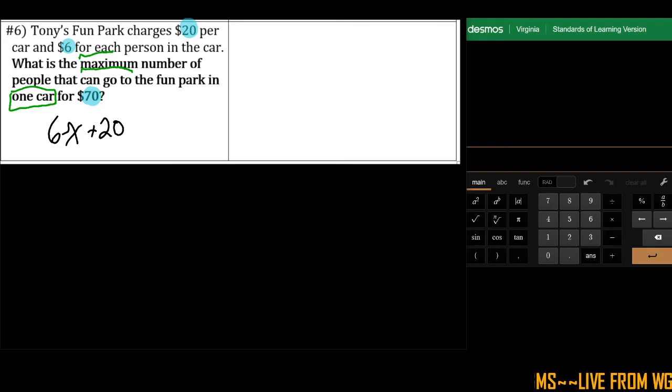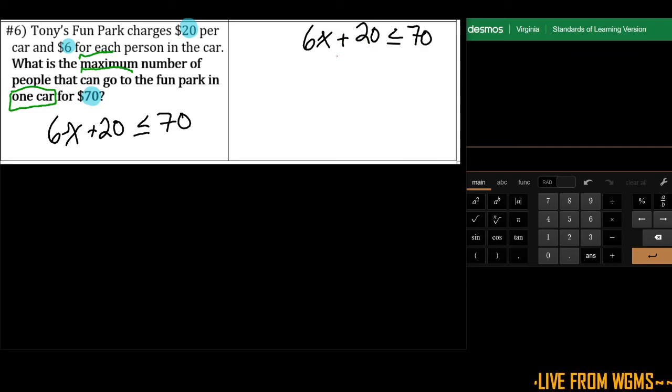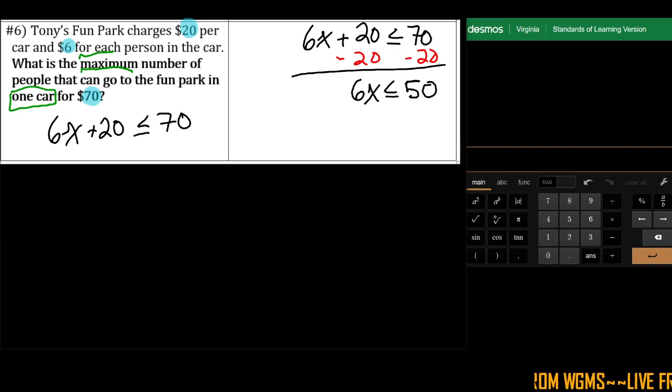So how many maximum people? So at maximum, I'm going to say it could be including, so I'm going to say less than or equal to, and then $70. I keep writing 75, but it's just $70. So if this is my inequality, make sure you can set it up on the right side. That way you can solve it. And so I have it like this. Again, subtract 20 from both sides. I have on the left side 6x is less than or equal to 50.